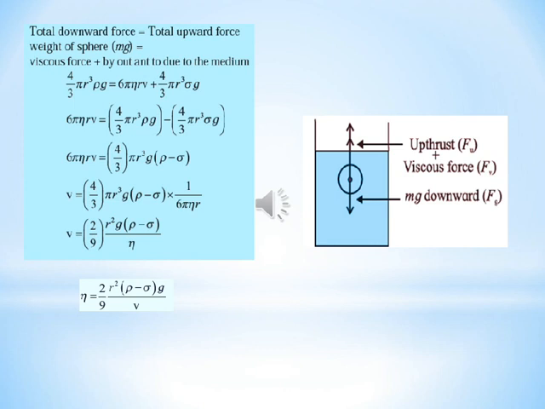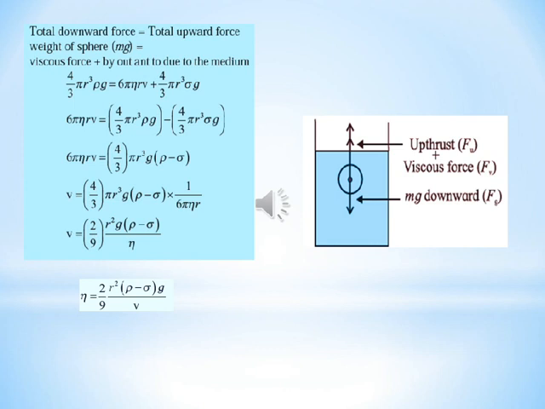Alright. So by taking 6 pi eta r v on one side, and 4/3 pi r cube rho g and 4/3 pi r cube sigma g on the other side, we get the next equation, which is 6 pi eta r v equals 4/3 pi r cube rho g minus 4/3 pi r cube sigma g.